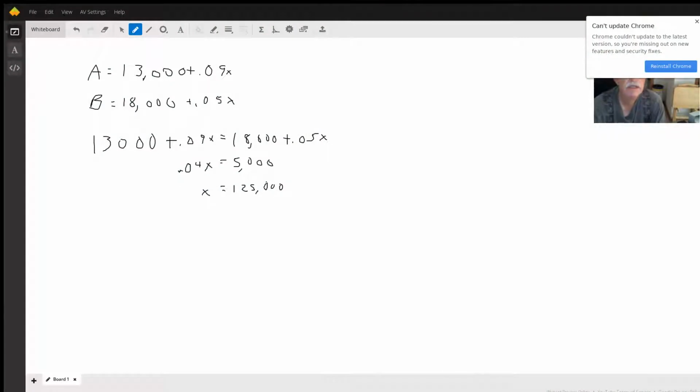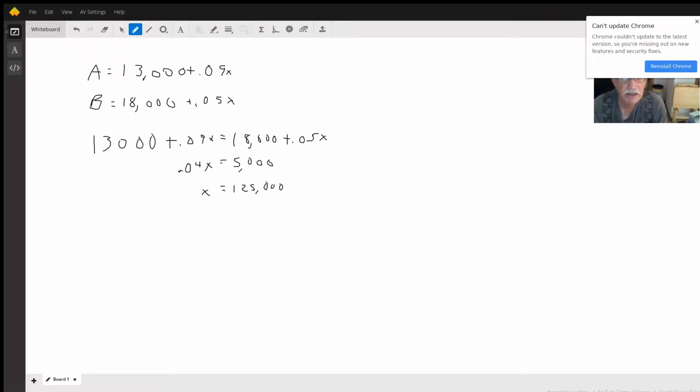Hello. So all we got here is two different functions we have to come up with. For option A, that function would be 13,000 plus 0.09 times X. For option B, it'd be 18,000 plus 0.05X. First, we need to figure out where these two are going to be the same. So we set the two functions equal to each other.